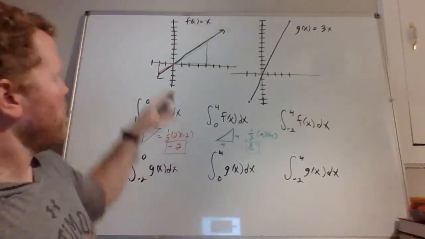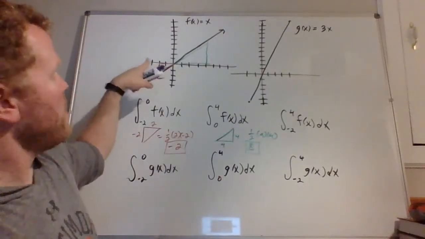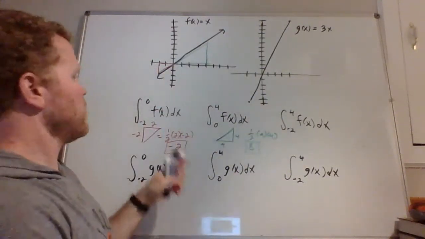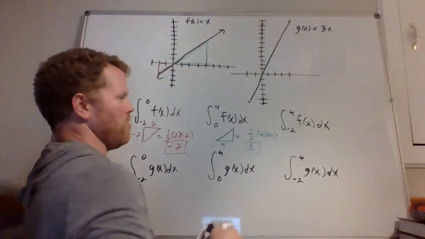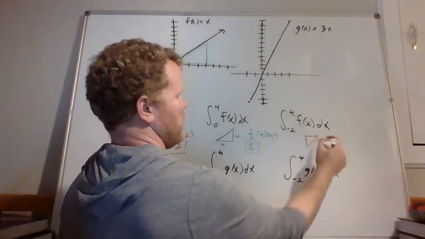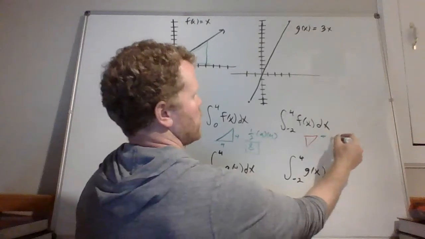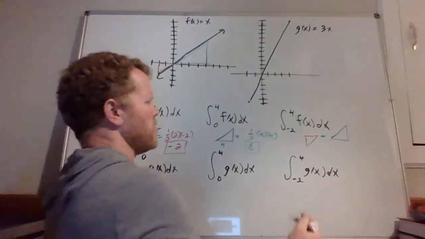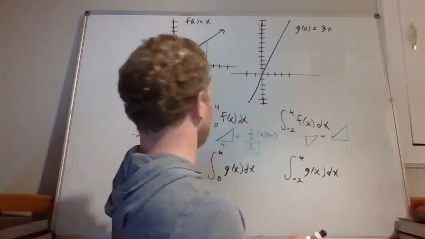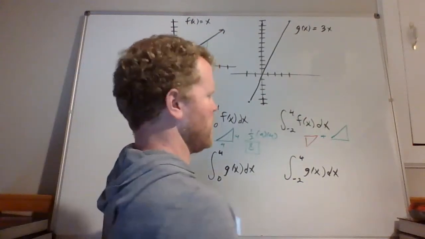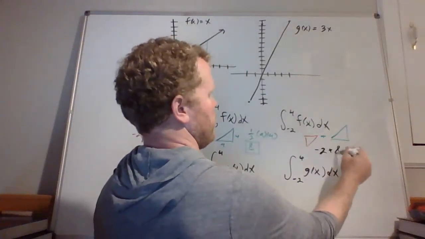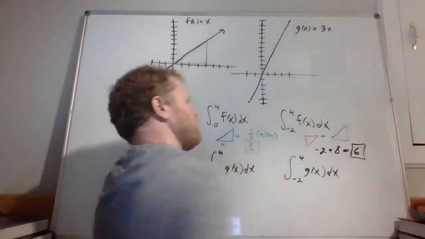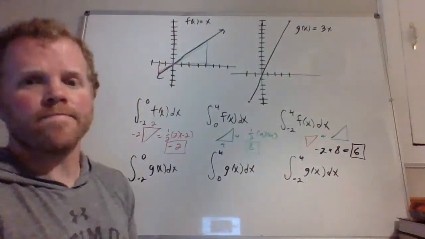And then we want to go all the way from -2 to 4. So that should just basically be what the red triangle was plus what the green triangle is, and we just computed those like 3 seconds ago. So that should just be -2 plus 8. That should just get us 6. Ta-da! That one's done.